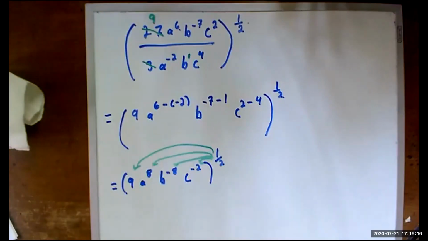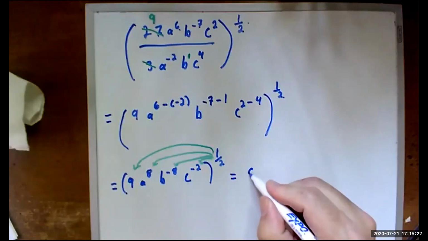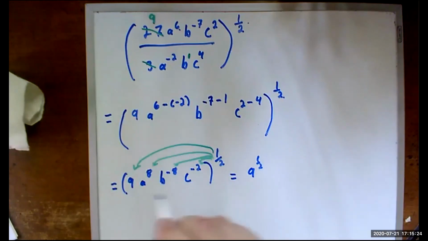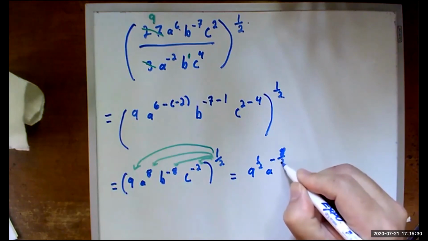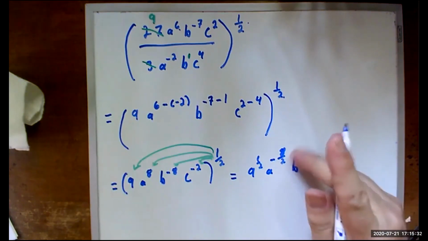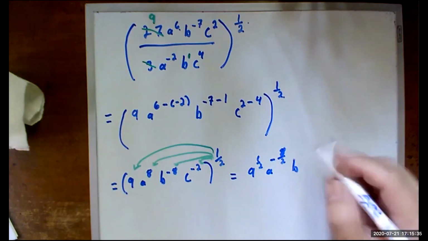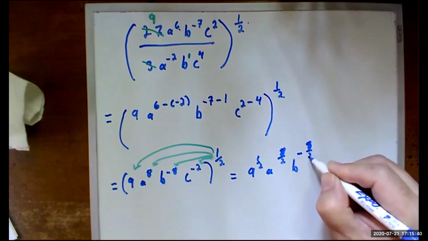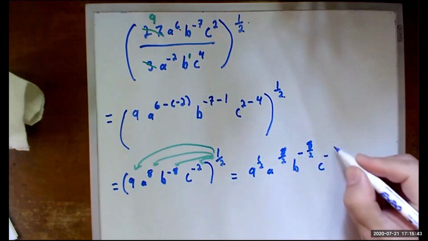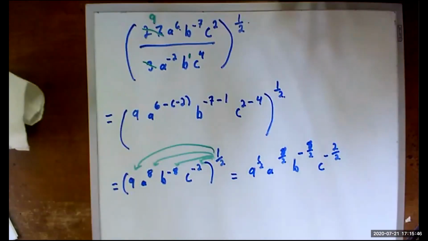Now I'm going to apply this exponent. Remember, it shares with each thing in here. So we have to use that 1/2 4 times in this case. When we do that, I end up with 9 to the power of 1/2. I end up with a to the power of 8 over 2, b to the power of -8 over 2, and then c is simply -2 over 2.